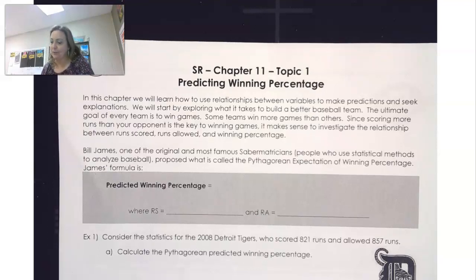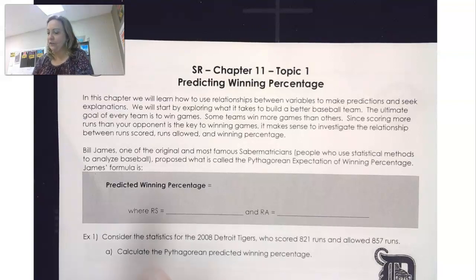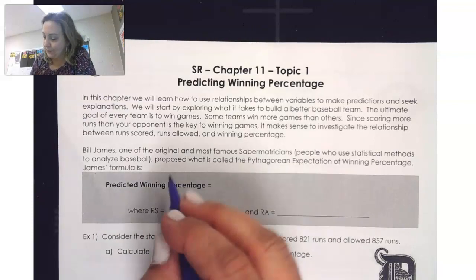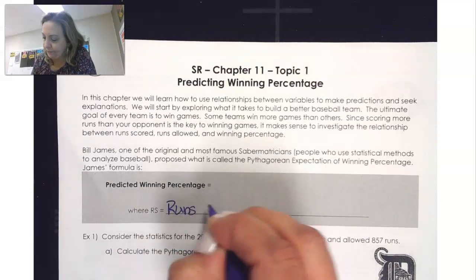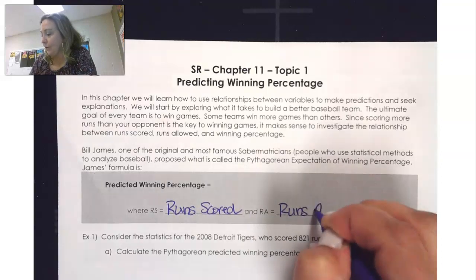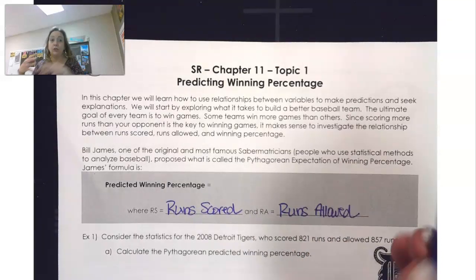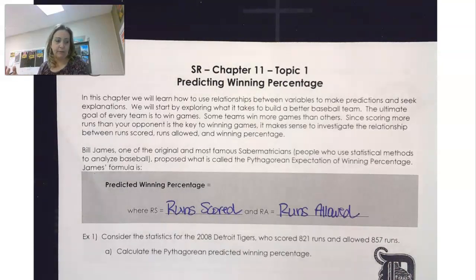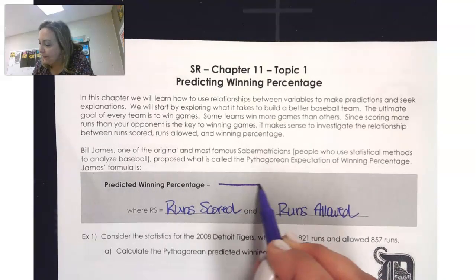Now, Bill James is one of the original and most famous sabermetricians, and a sabermetrician is someone that uses statistical methods to analyze specifically baseball. Anyway, he proposed what's called the Pythagorean expectation of winning percentage, and this is his formula. First of all, let me tell you what these represent. RS represents runs scored, and RA represents runs allowed. So again, runs scored are how many points your team is scoring, runs allowed are what the other team is scoring, okay? And it's going to be a fraction.